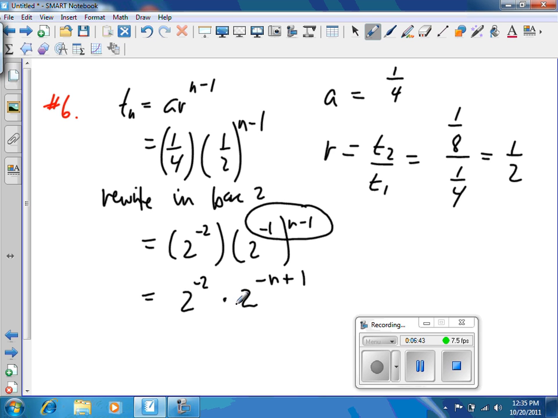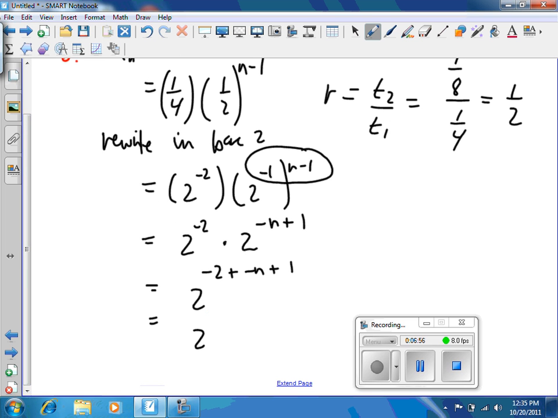When the bases are the same and you're multiplying, you leave the base and add the exponents. So you end up with 2 to the negative 1 minus n.